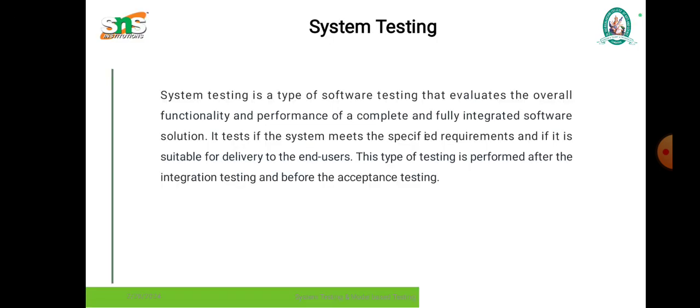So system testing is a type of software testing that evaluates the overall functionality and performance of a complete and fully integrated software solution. It tests if the system meets the specified requirements and if it is suitable for delivery to the end users. This type of testing is performed after the integration testing and before the acceptance testing.